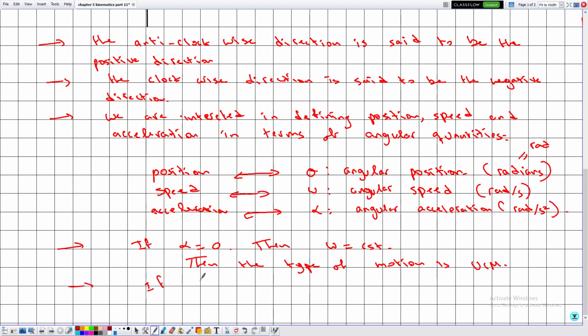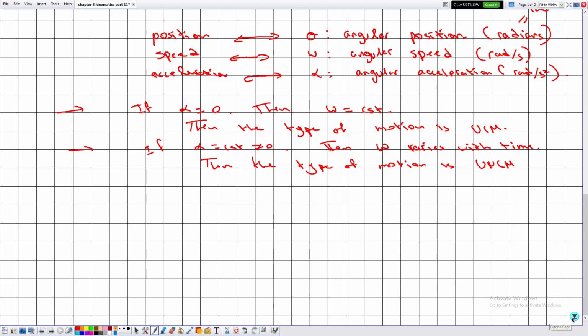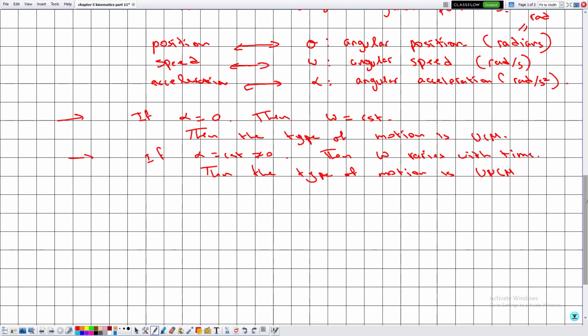Now if alpha is a constant different from 0, then omega varies with time. Then the type of motion is UVCM. And now we are ready to discuss UCM and UVCM separately and compare them with the URM and UVRM. Okay, so let's start by section 4.1, which discusses the UCM.